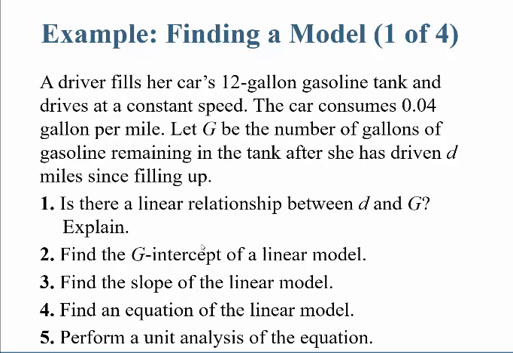A driver fills her car's 12-gallon gasoline tank and drives at a constant speed. The car consumes 0.04 gallons per mile. Let G be the number of gallons remaining in the tank after she has driven D miles since she filled up. Okay, so kind of the same first four questions. Is there a linear model between these variables D and G? Find the G-intercept, find the slope, find the equation, and then let's do this unit analysis.